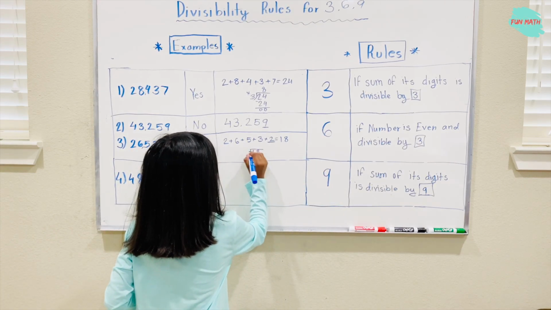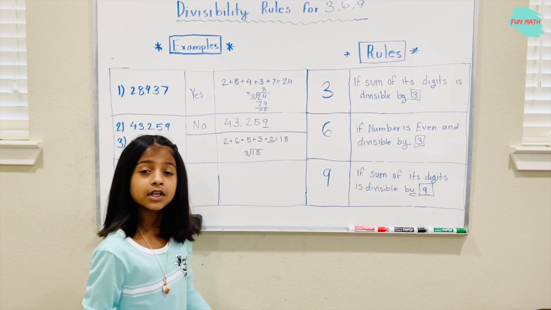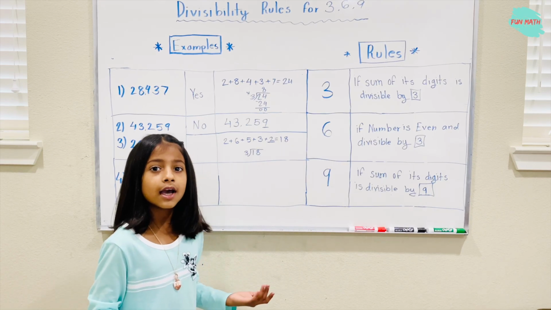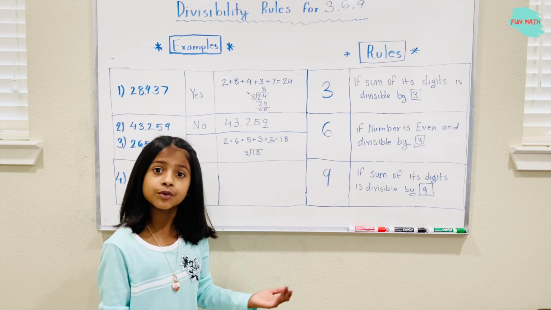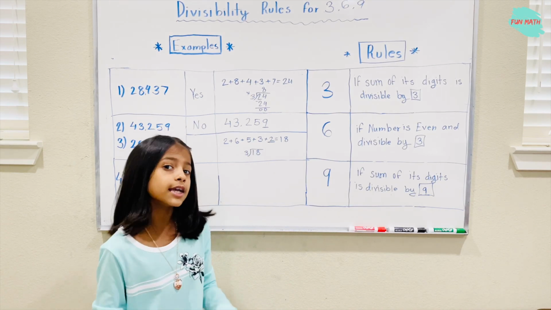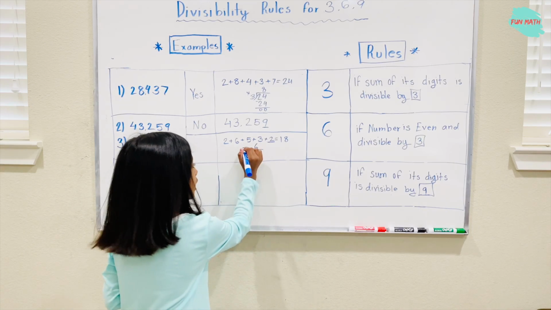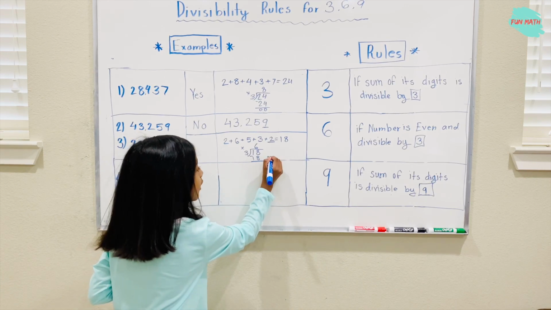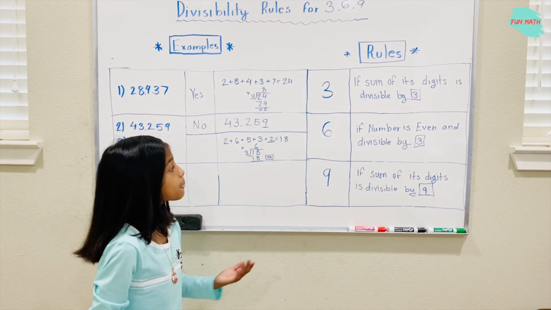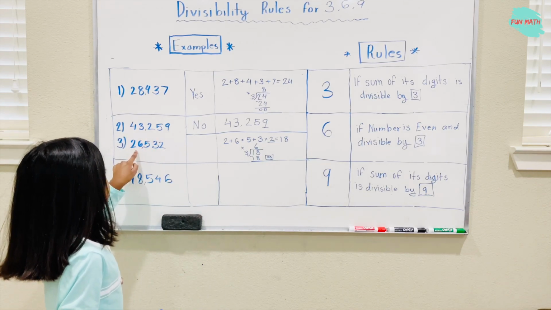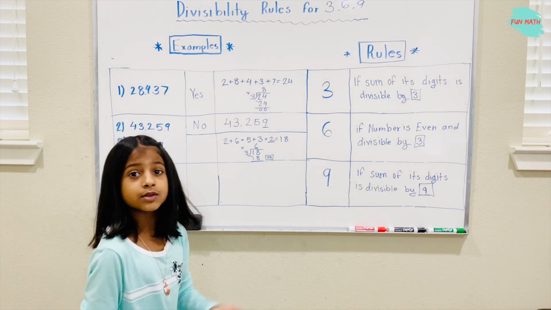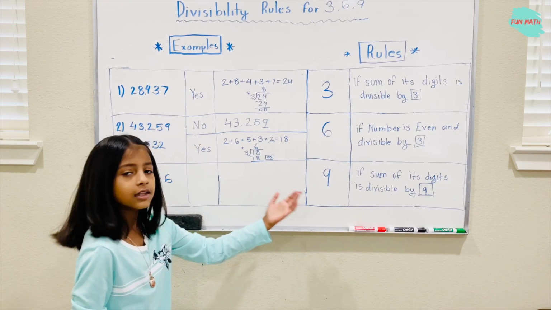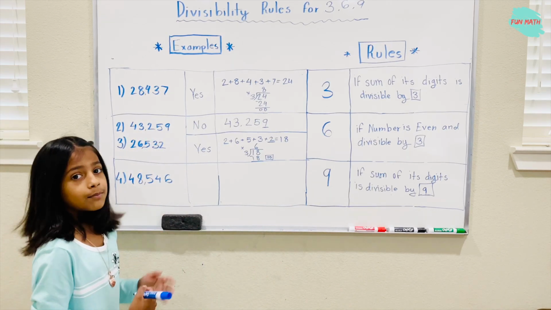18 divided by 3. How many 3s can fit in 1? 0. Now we're going to combine 1 and 8 together. It gives us 18. How many 3s can fit in 18? If you remember the multiplication table, you could tell. It's 6. Now we'll multiply 3 and 6, which will give us 18. Subtract 18 by 18, you get 0 as your remainder. That means 26,532 is divisible by 6. So we're going to write yes in this box.